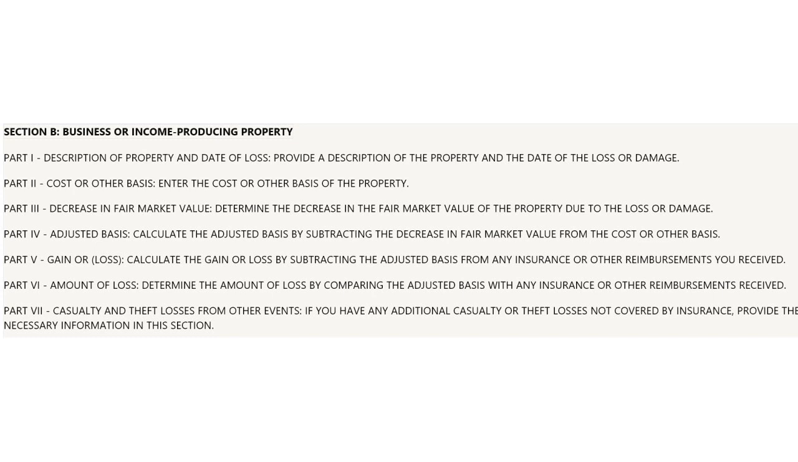Part 4, adjusted basis. Here you calculate the adjusted basis by subtracting the decrease in fair market value from the cost or other basis. And part 5, gain or loss. Here you calculate the gain or loss by subtracting the adjusted basis from any insurance or other reimbursement you received. Part 6, amount of loss. You determine the amount of loss by comparing the adjusted basis with any insurance or other reimbursement received.